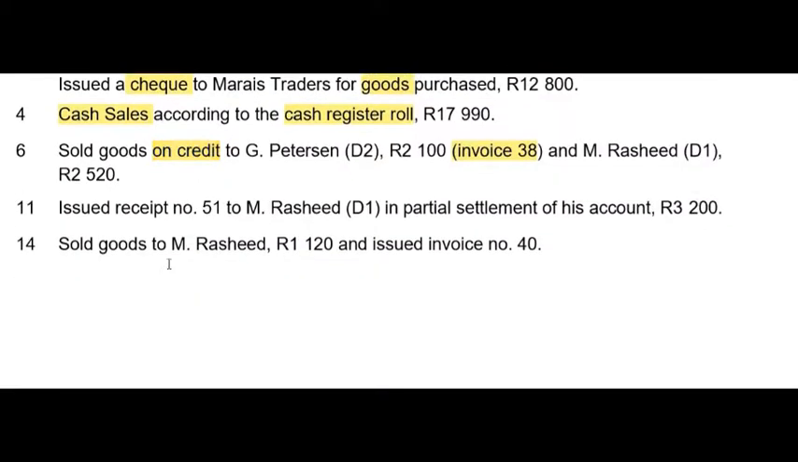Then the next transaction was on the 11th. We issued a receipt to M. Rashid in partial settlement of his account for 3,200 Rand. Okay, so the word receipt indicates that this is a CRJ transaction because we are receiving money from M. Rashid. And what this partial settlement of his account means is that he's paying us back some of the money that he owes us.